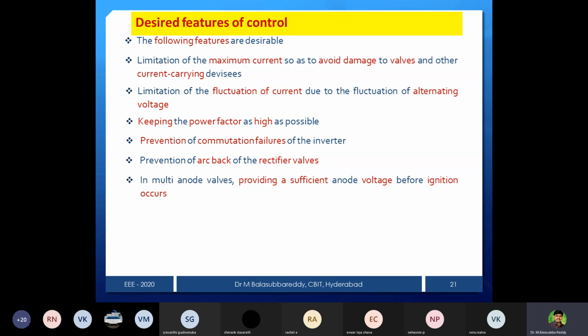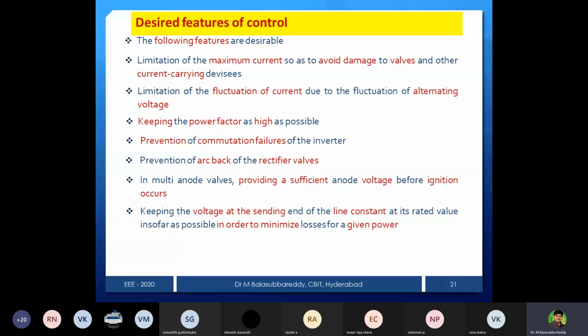So that is the reason sufficient voltage is required. If the voltage is less than the finger voltage, it will not trigger. That means sufficient voltage is required to fire the device, or to forward bias it. For that reason we mention sufficient anode voltage, that is, above the finger voltage. If it is below the finger voltage, it will not be triggered.